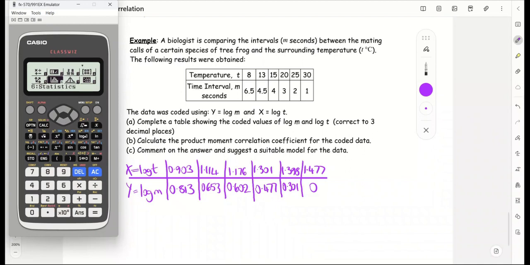So we take ourselves back to our statistics mode and we enter in the values as we see them to 3 decimal places. Once those 6 pairs of values are entered in, press the option button, number 4 for regression, and we have an R value of minus 0.943 to 3 significant figures.